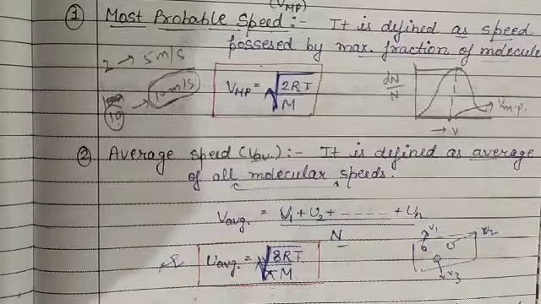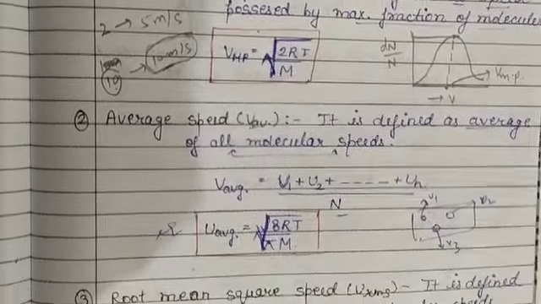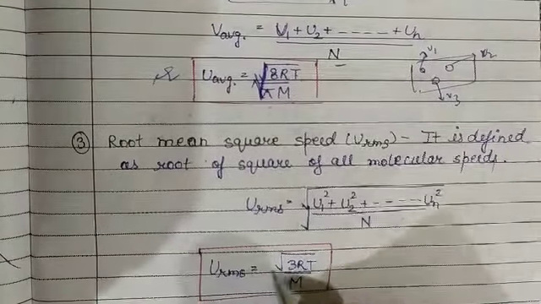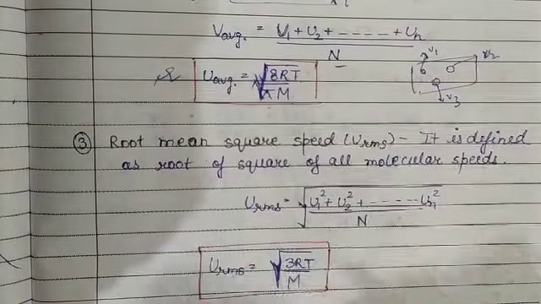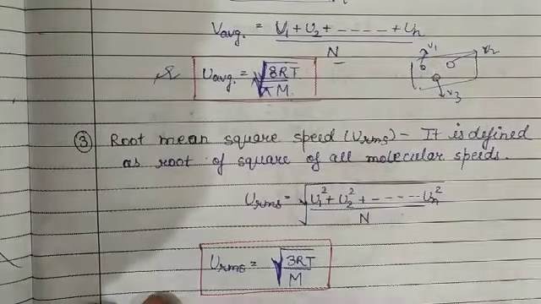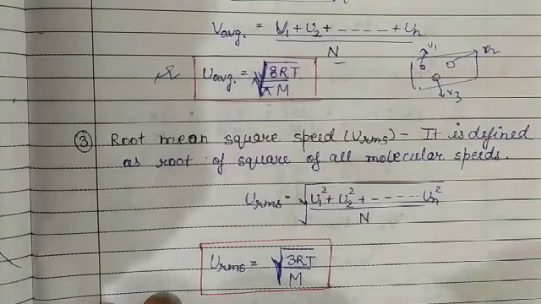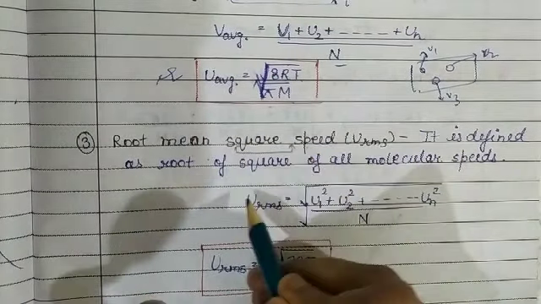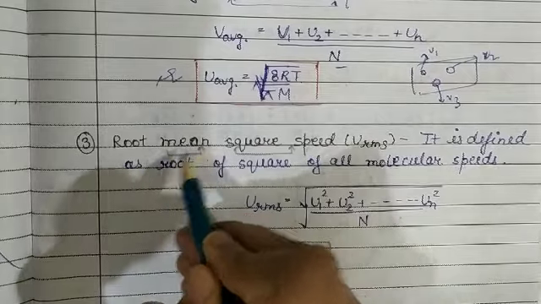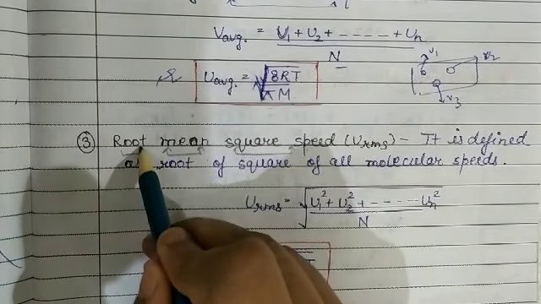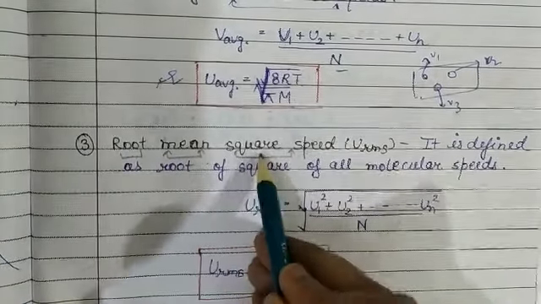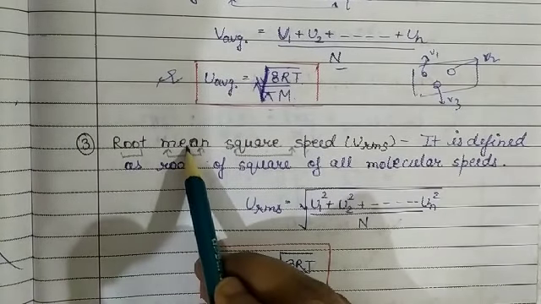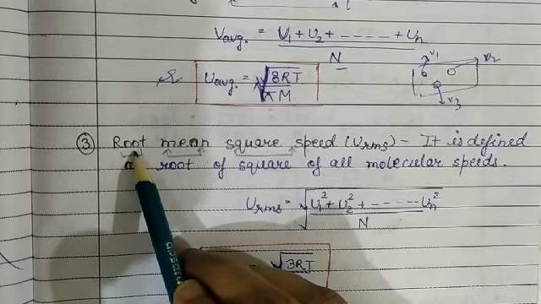The next molecular speed is root mean square speed. What is root mean square speed? It is clear from its name. First we square all the speeds, then we take their mean, and then take the root.